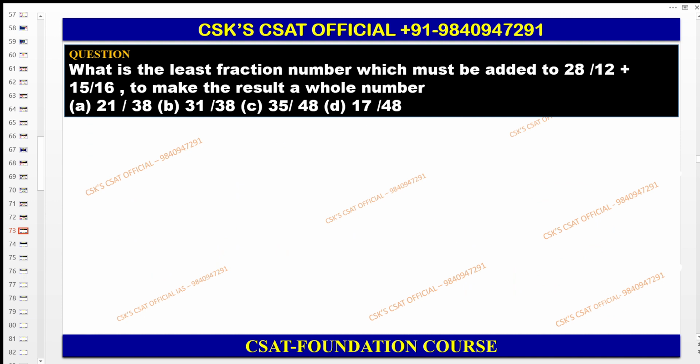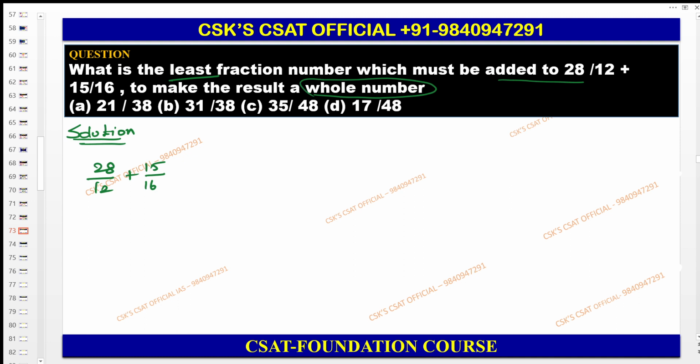Some kind of understanding is required to solve this question. By seeing this kind of question, don't panic in the examination. Read it once or twice, and surely you will get a logic here. Now listen. What is the value of the least fraction number which must be added to 28 by 12 plus 15 by 16 to make the resultant a whole number?